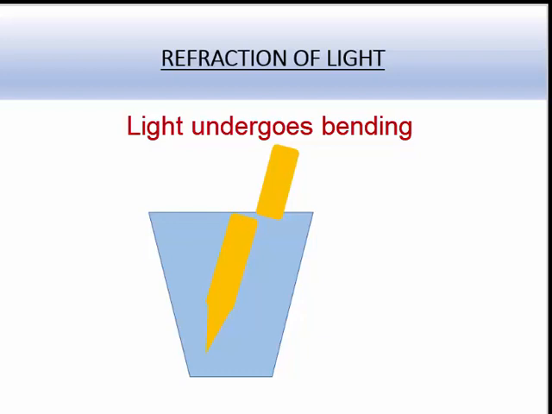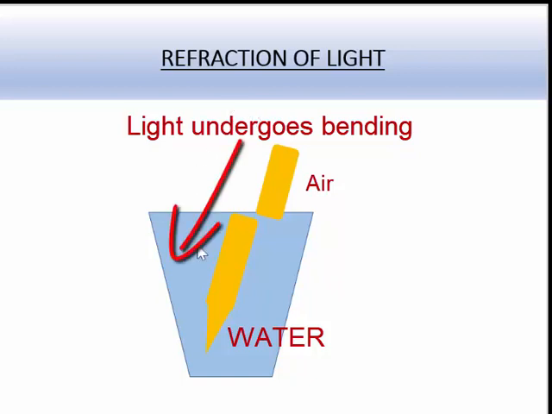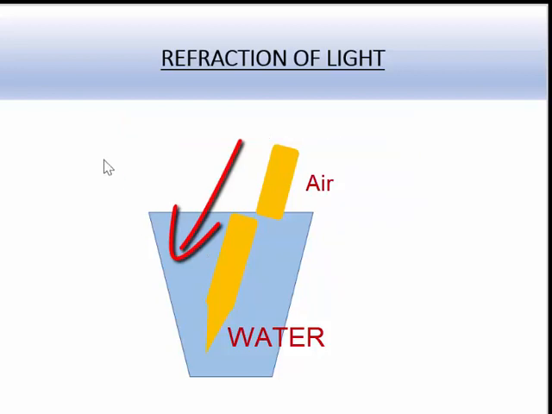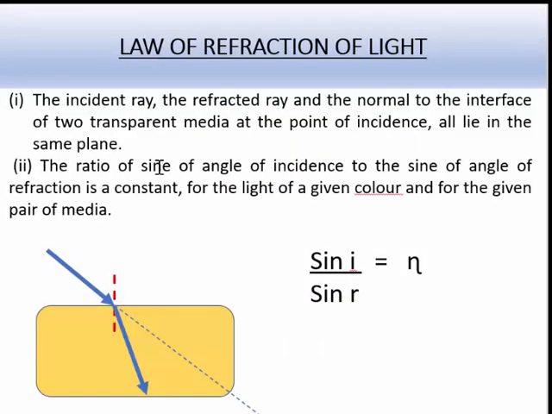Now you may ask me, what are the two mediums here in this case? The two mediums are air, which is somewhere outside the glass, and the second medium is the water, which is in the glass. So when the light ray travels from the first medium, that is air, to the second medium, that is water, it ends up bending. Let's also understand this bending and learn about it in detail. Before going through the phenomena of bending, in this chapter we will learn the laws of refraction of light.